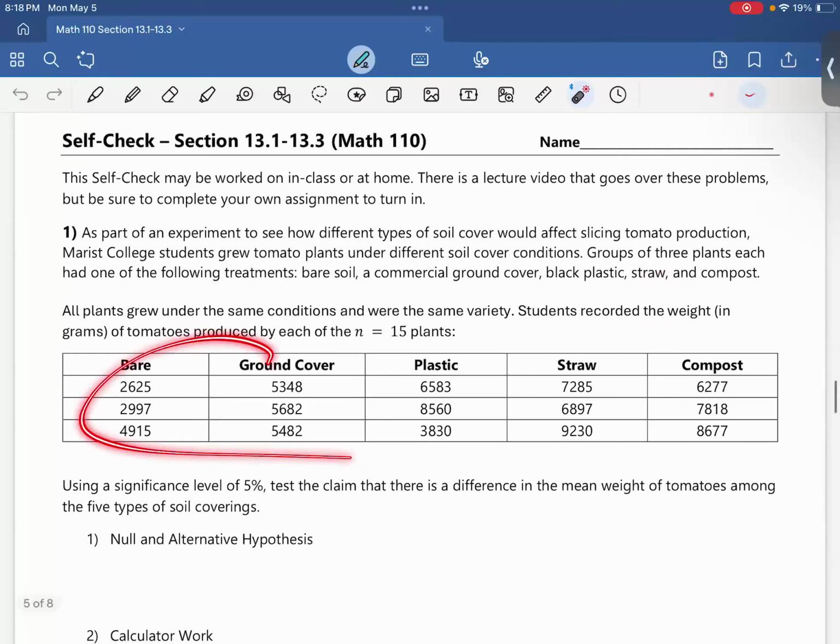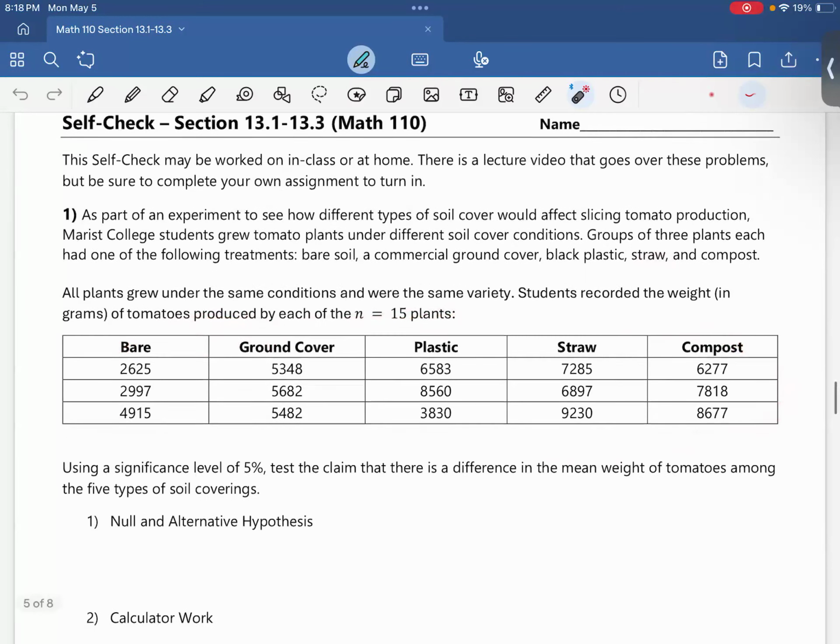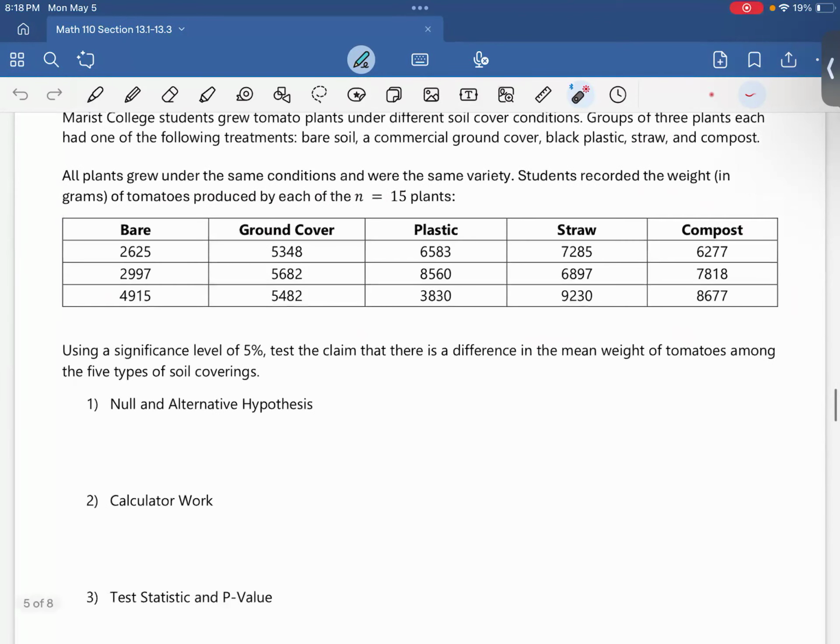So here's a table of three different plants and three different soil cover conditions. So we're going to use a significance level of 5%, and we're going to test the claim that there is a difference in the mean weight of tomatoes among the five different soil coverings.